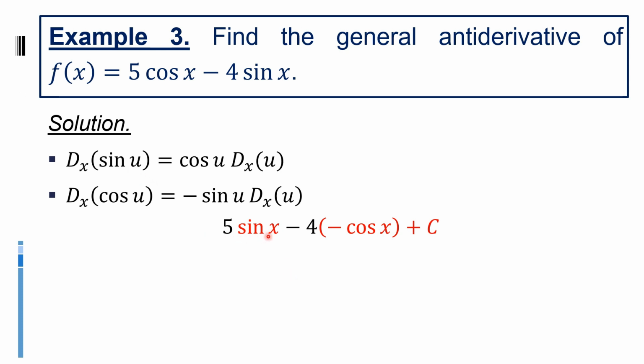So, 5 times sine x minus 4 times, we have sine x here. Pero ito negative sine u, so pwede natin gawing negative cosine u yun. So, we have negative cos x times negative 4 plus c. Therefore, our antiderivative now is 5 sine x plus 4 cosine x plus c.